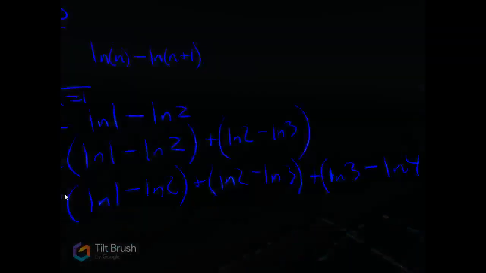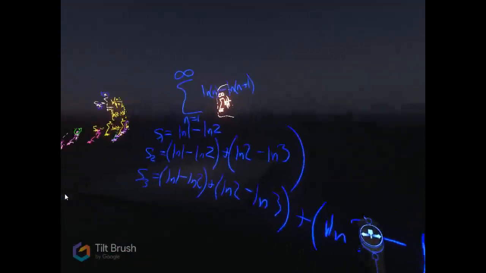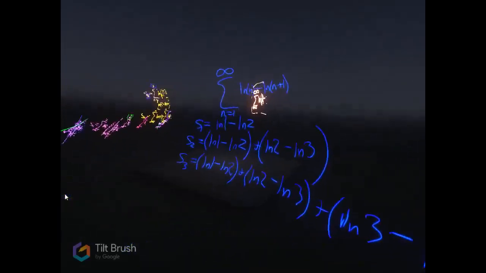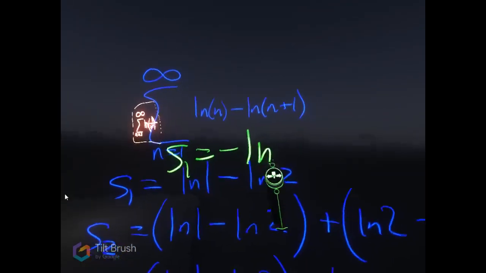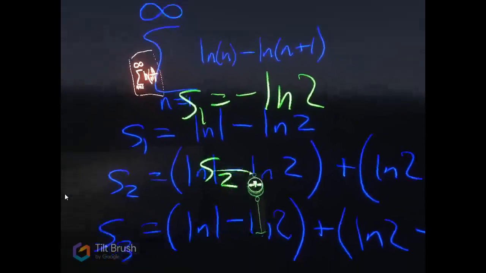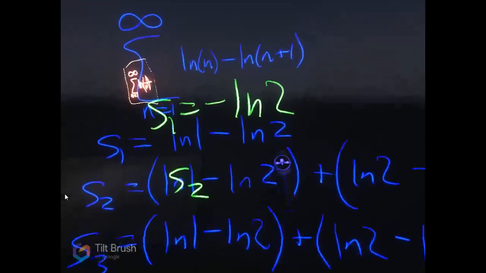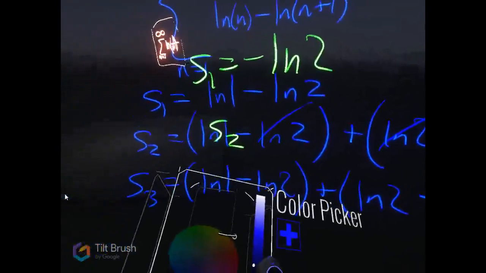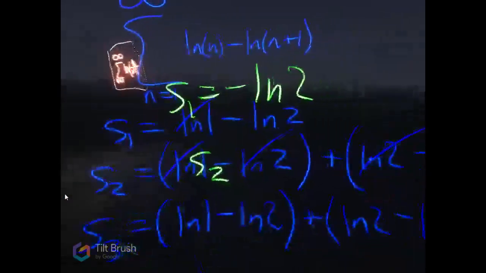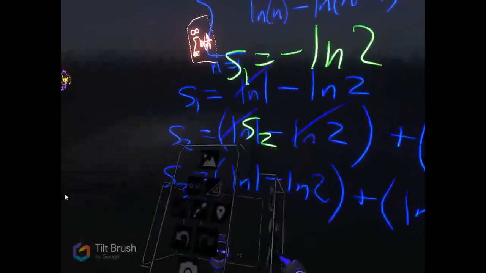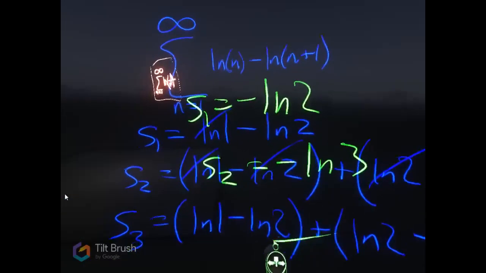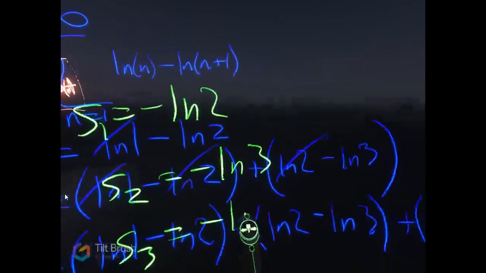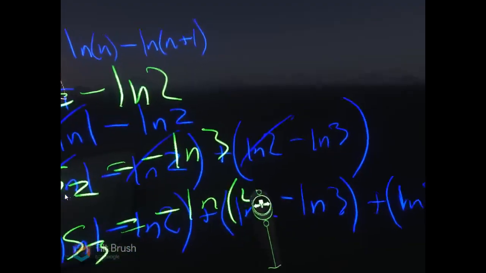So we realize, hey, in each case, the answer is very easy. You're just going to be left with the negative. So I have S sub 1 equals negative ln of 2. For S sub 2, I'm going to cross things out, right? That's going to go away. It equals negative ln of 3. S sub 3 is negative ln of 4, because we cross out the same way.